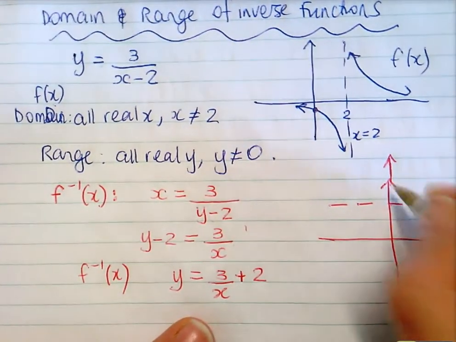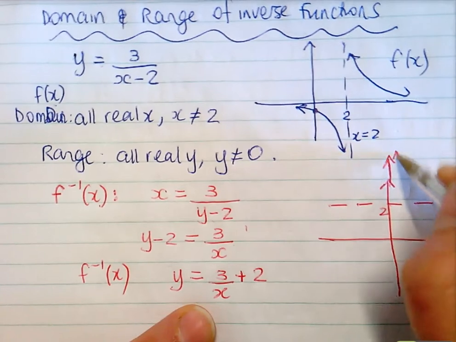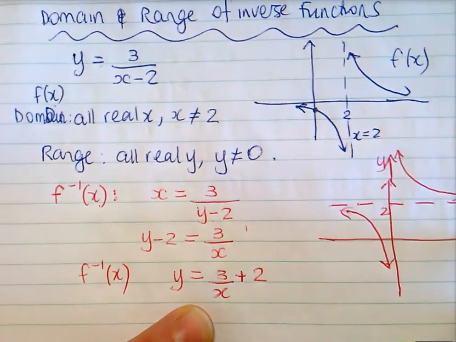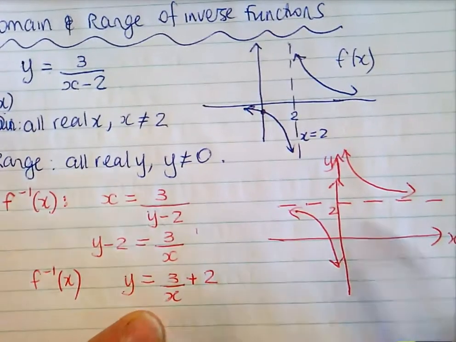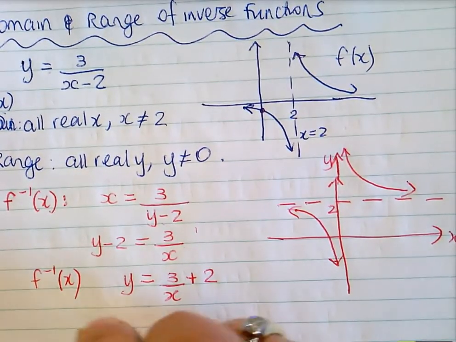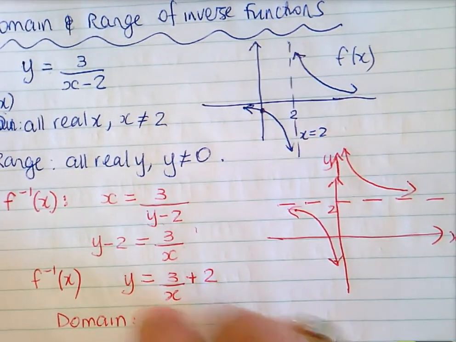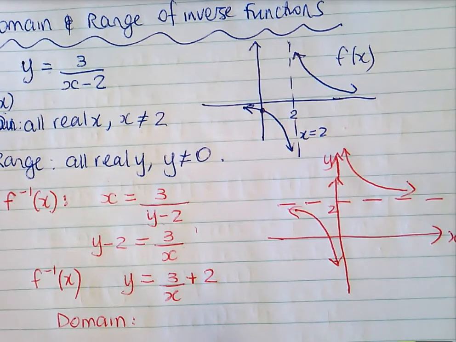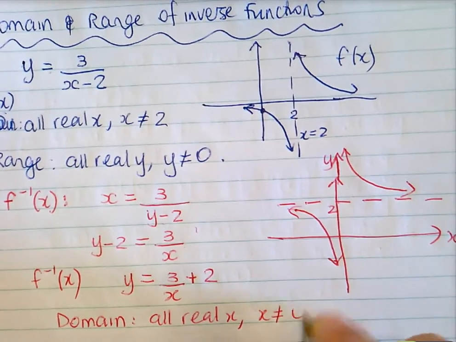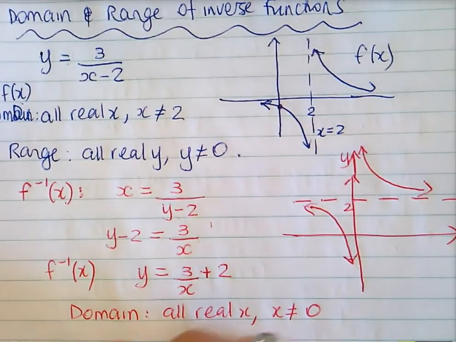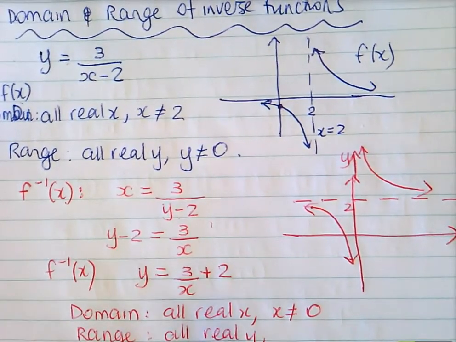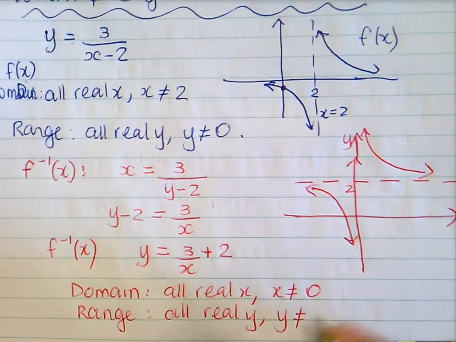So there's 2. So wouldn't I just draw it here and there? Because when y is the subject, I can just draw it normally with my y and x axis. It's 3 over x, which would look like that, and it's shifted up 2 units. So my new function has domain what? All real x, x is not equal to 0. And it has range all real y, y is not equal to 2.